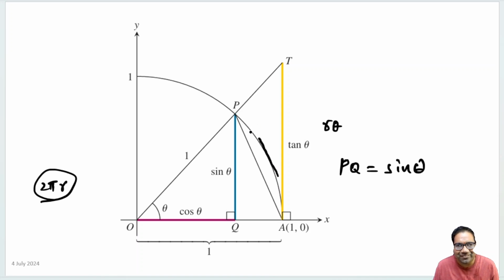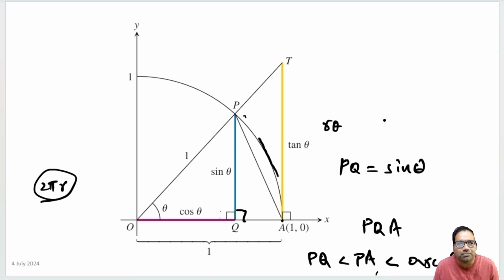Now we can clearly see from this figure that in this triangle PQA, PQ is always lesser than PA, because PQ is a leg and PA is a hypotenuse. This is also a right angle triangle. And PA is always lesser than arc PA. Why? Because PA is a line joining these two points, whereas the arc is a curve joining these two points. So obviously PA is always lesser than arc PA.